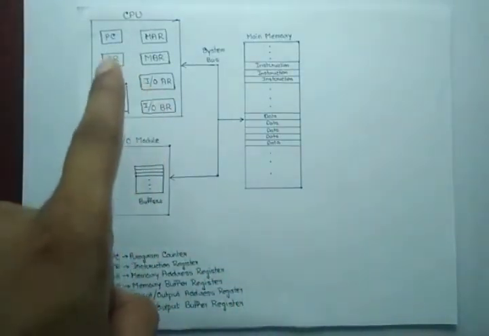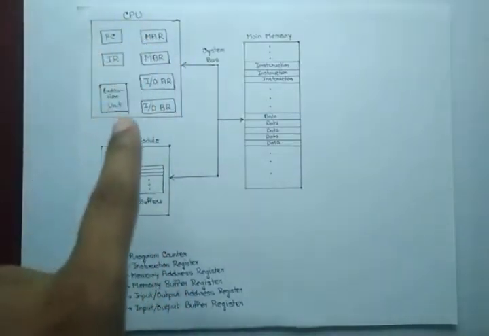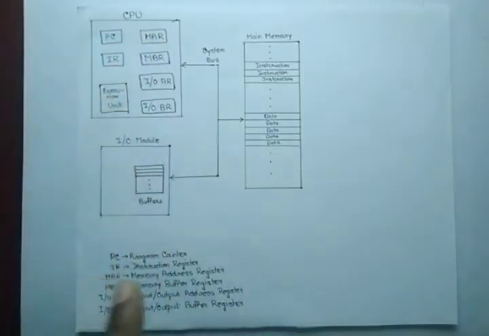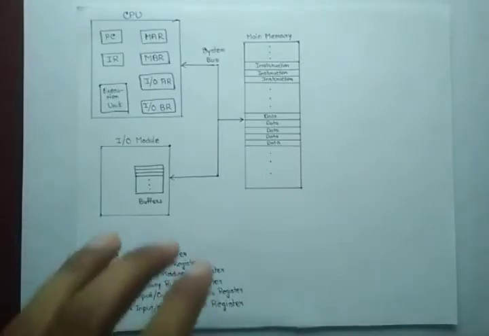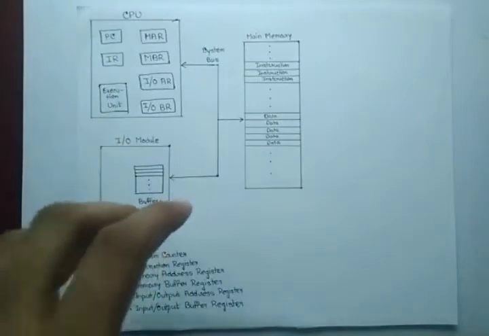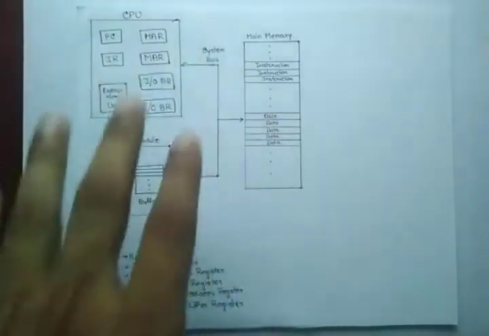Now here, as you can see, I have shown multiple blocks and I have used abbreviations for them, and I have also given the full form of all the abbreviations. Now let's quickly understand what the job of all these parts is, and then we'll understand how an instruction is being executed by these parts.